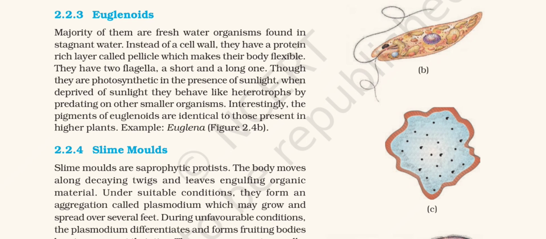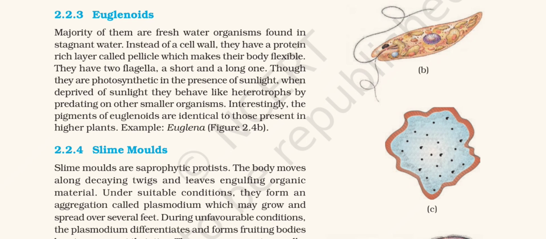Instead of a cell wall, they have a protein-rich layer called pellicle, which makes their body flexible. They have two flagella, a short and a long one. Though they are photosynthetic in the presence of sunlight, when deprived of sunlight they behave like heterotrophs by predating on other smaller organisms. Interestingly, the pigments of euglenoids are identical to those present in higher plants. Example, Euglena, Figure 2.4a, B.